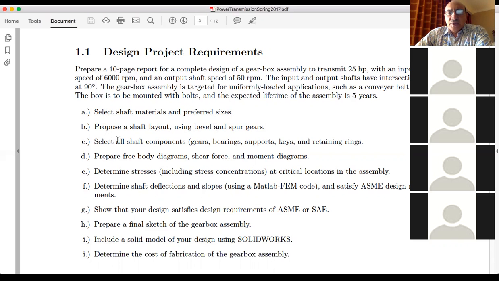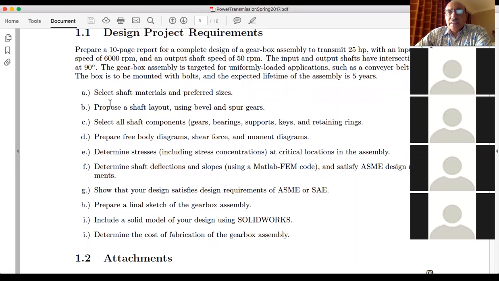And then we have specific requirements. We want to select the shaft materials and the layout of the shaft, prepare free body diagrams for the shear force on the shafts, for the moments and for the torques, and then do stress analysis on all of the shaft locations that are critical, and determine fatigue lifetime. Obviously, after the midterm, we will study fatigue in detail, but this will be related to this second project that we should start on.